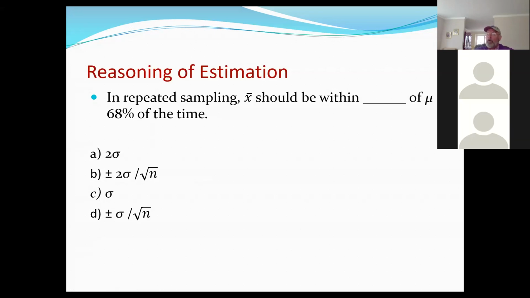D. Okay, D, right? This is called the standard error. Right here is called the standard error. Now we have 2 here, and we probably should have put 1 here, okay? So you could think of this as plus or minus 1 standard deviation away from the mean times the standard error. Questions?